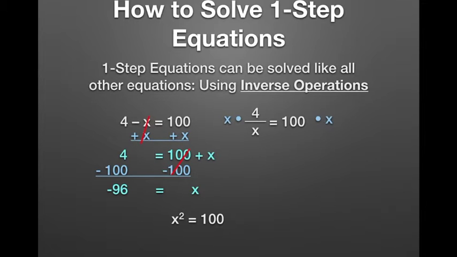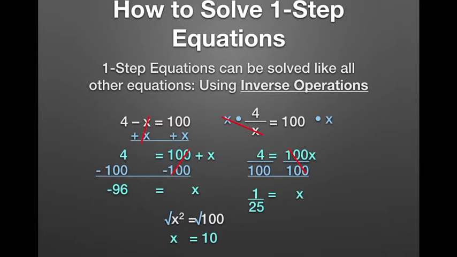Now what if x is in the denominator? It's dividing x, so you just multiply by x. We get a cancel out. 100 times x is 100x. And the opposite of times is divide. So you'll cancel out, and 4 over 100, you'll get 1 over 25. It's the simplified form. Now if you have x squared equals 100, you want to do the opposite of squaring, and that's the square root. The square root of x squared is x. The square root of 100 is 10.